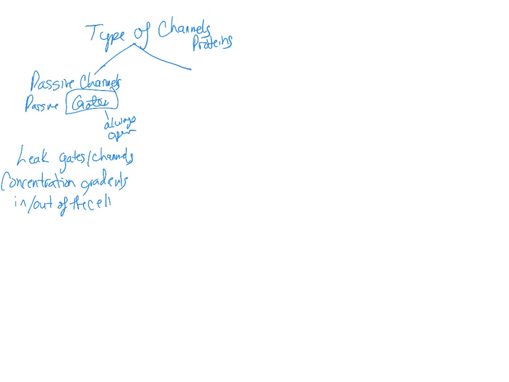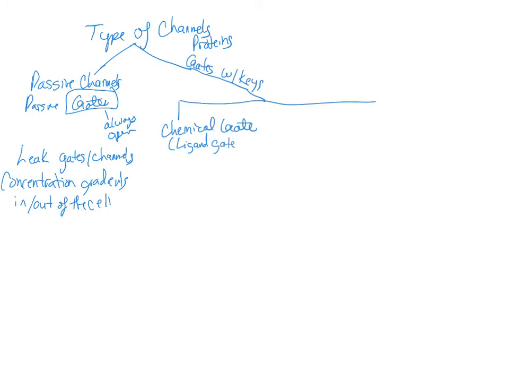All right, and then you've got these gates with keys. And they're going to be a little bit different. We've already talked a lot about the chemical gate, which is also called a ligand gate, but people tend to forget what a ligand is. It's just a protein, okay? So these chemical gates are going to respond to a neurotransmitter.